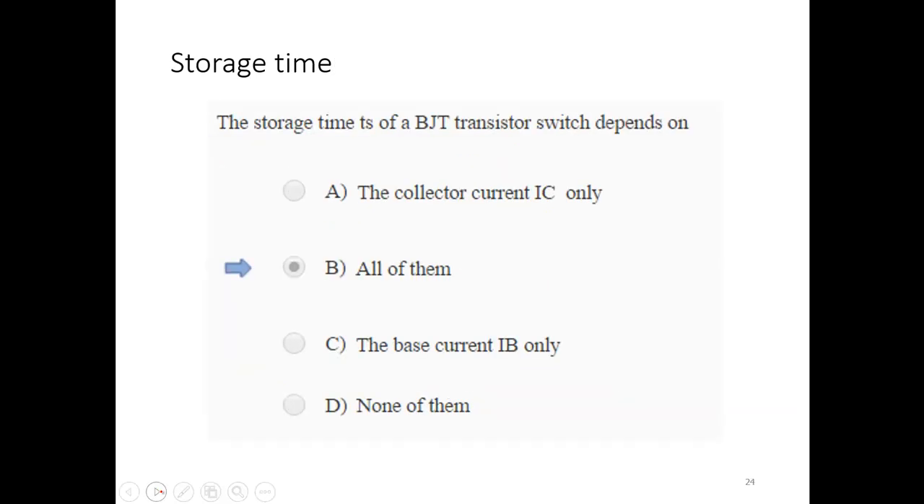The storage time depends on how much base current you have. The more base current you have, the more storage time you have. If you have too much base current, you have a storage problem. It will take more storage time, or recovery time, and that's basically what it is.